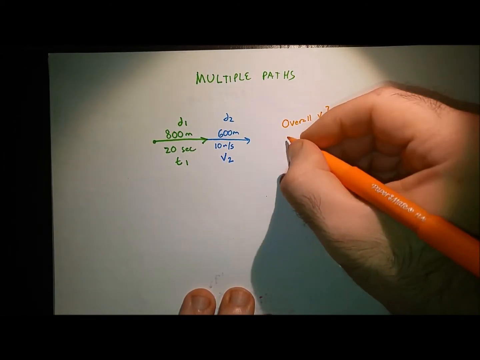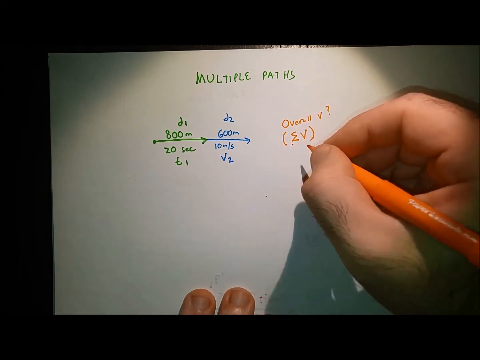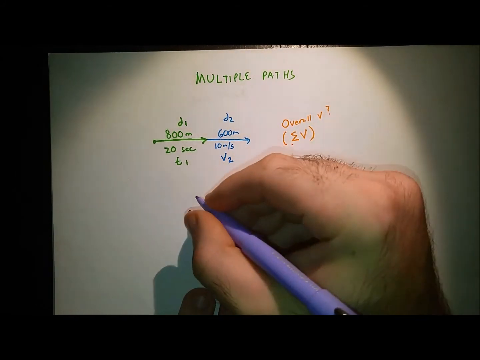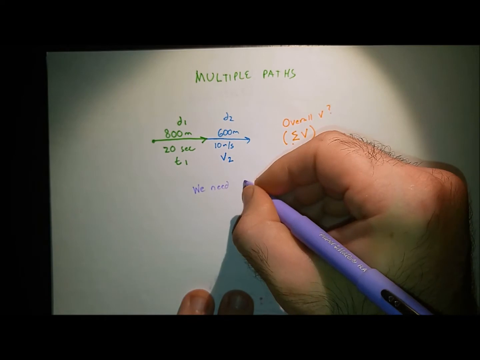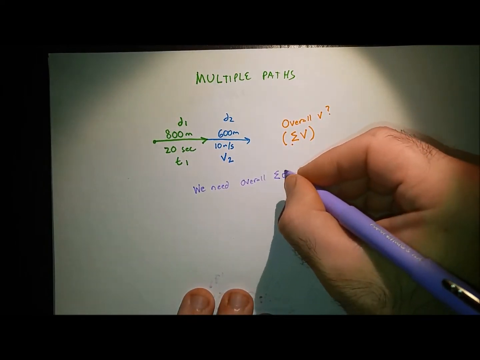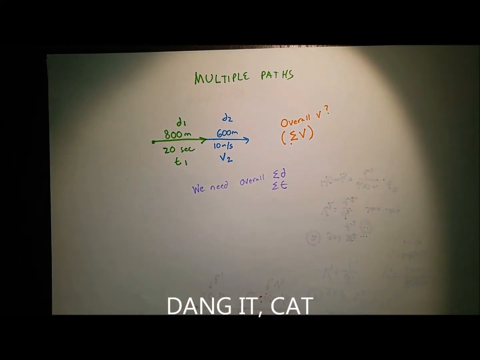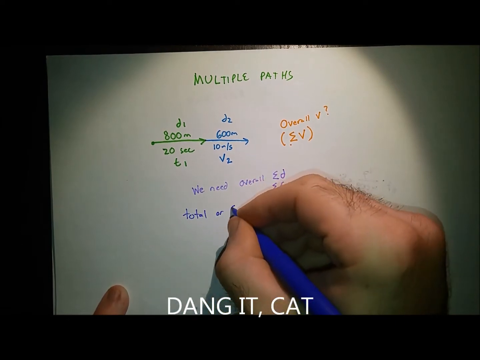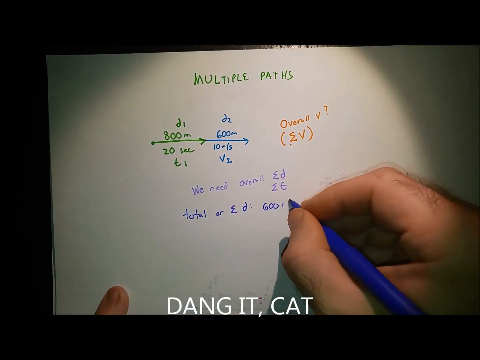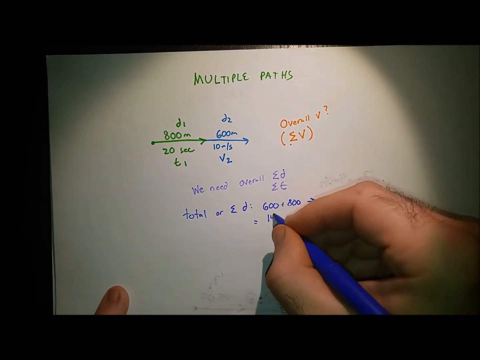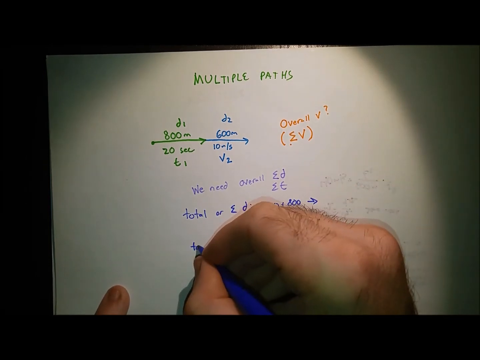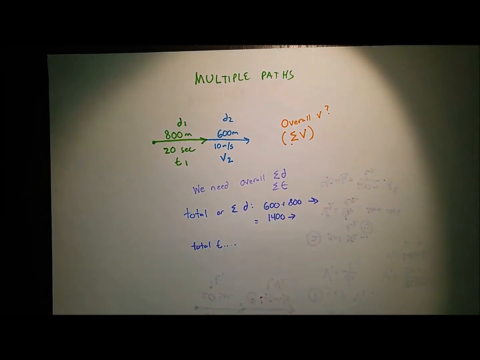Our goal is to figure out the overall velocity, otherwise known as sigma v. That's a Greek letter again, which means overall. So we need the overall, or sigma, displacement and time to help figure this out. So first we're going to find the total, or sigma displacement. We have two displacements there. We just add them up. We get 1400 to the right. Notice it's to the right because it's a vector.